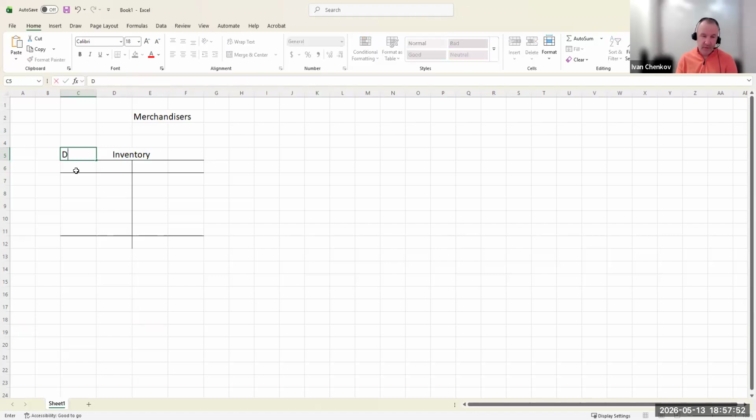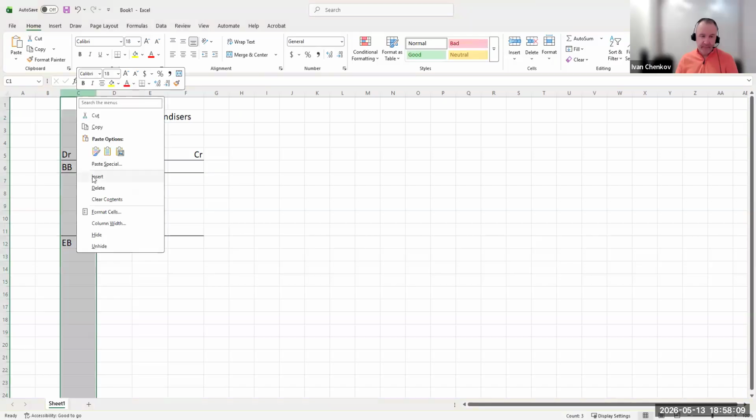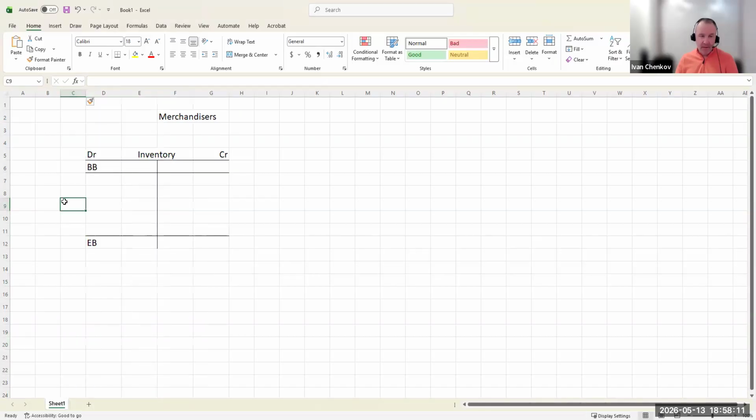On the left side is going to be debit. On the right side is going to be credit. Let's make it all right. Left side, right side, correctly. Again, beginning balance, and then it's going to have ending balance. Now, what else do we know about the merchandising company? In order to have the inventory, in the beginning, I don't have inventory. Let's say my balance is 0.